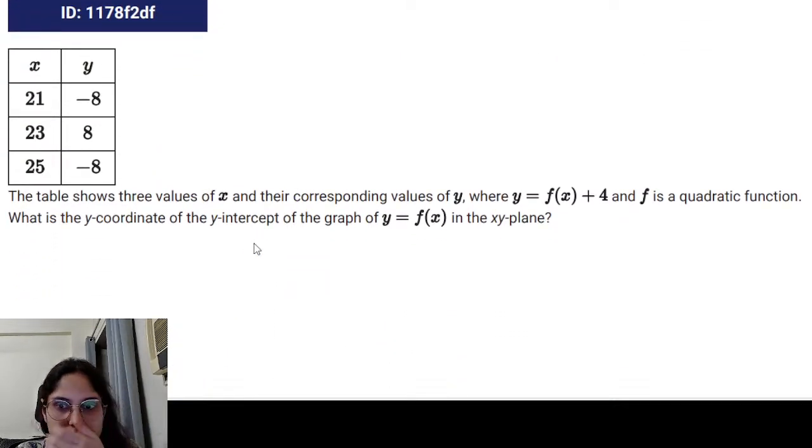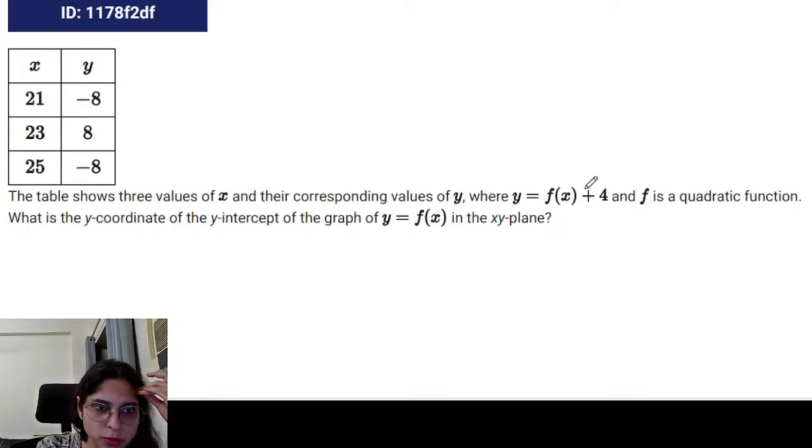So this one is: a table shows 3 values of x and their corresponding values of y, where y is equal to f of x plus 4 and f is a quadratic function. What is the y coordinate of the y-intercept of the graph y is equal to f of x in the xy plane? So you have to find the y-intercept of f of x. Now y is equal to f of x plus 4.